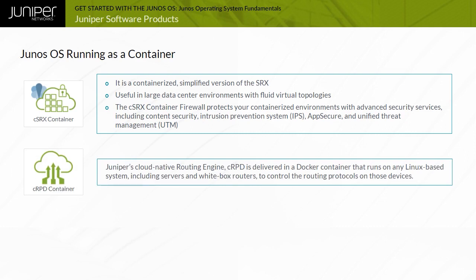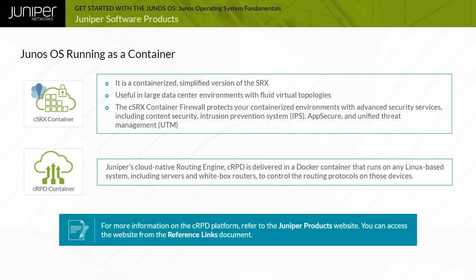Junos OS Containerized Routing Protocol Process daemon, or CRPD, delivers Juniper routing applications in a container that can run on a white box with software for open networking in the cloud, or SONiC, or a server running the Linux OS, providing a single routing stack across the infrastructure independent of the underlying hardware. Junos OS CRPD supports use cases such as egress peer engineering to select the best path for service routes, route reflector for scale-out fabric, routing redundancy, and application high availability with routing on the host. For more information on the CRPD platform, refer to the Juniper Products website. You can access the website from the reference links document.